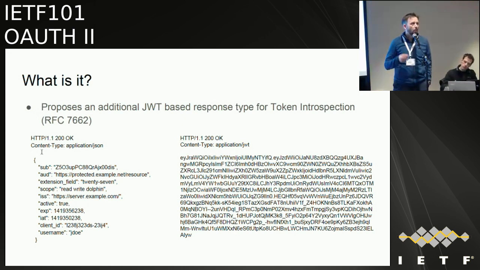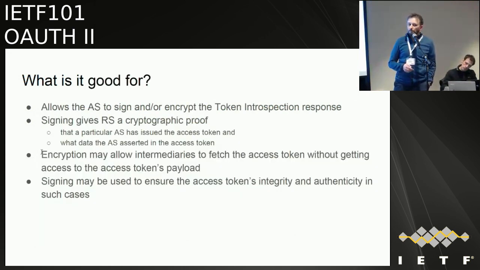So instead of responding with the plain JSON object, responding with a JWT, which, for example, can be signed. So, what is it good for? First of all, as I said, it allows to sign and also to encrypt the results from the token endpoint. This is useful or required in some situations where the resource server, for example, needs a cryptographic proof that this particular token was issued by a particular authorization server, mainly for liability and non-repudiation scenarios. And also what data this AS has or had asserted in this particular access token. We're going to elaborate more in detail in the use cases. This is just upfront a summary why we think it's useful to have this kind of signed and encrypted response.